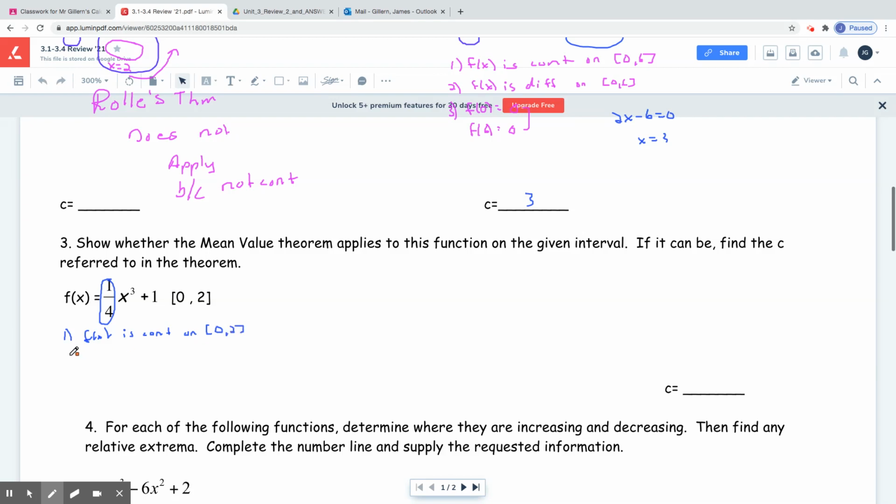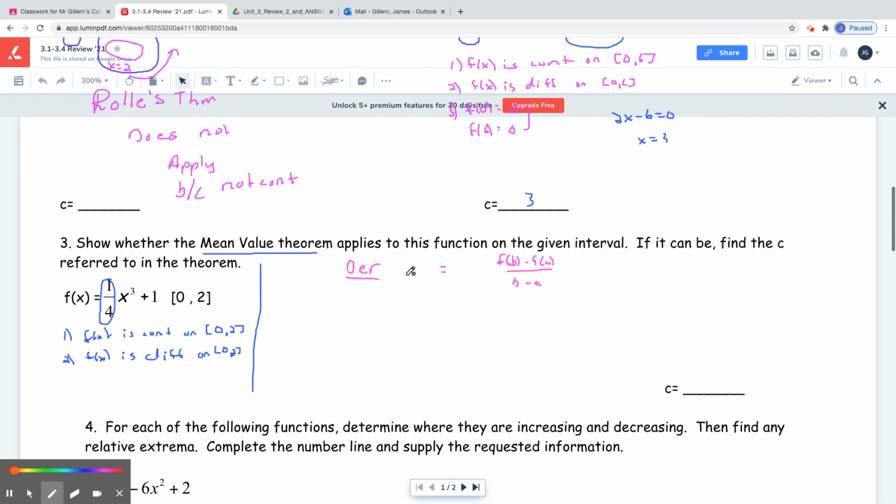on the interval, and f of x is differentiable. So it's differentiable on the interval from 0 to 2. Okay, so since those 2 things are true, we know the MVT, or the mean value theorem, applies. All right. Now remember, what the mean value theorem says is that there is one place where the instantaneous rate of change, which is the derivative, is equal to the average rate of change, which is the formula, which is like the old slope formula, f of b minus f of a over b minus a. All right, so you just need to find each of those and set them equal to each other.